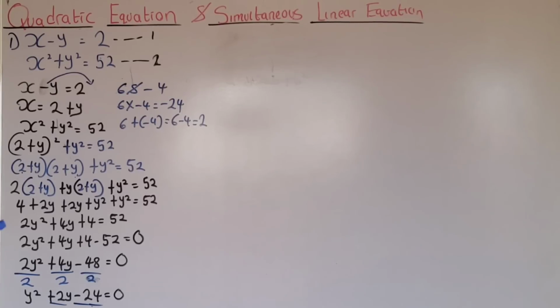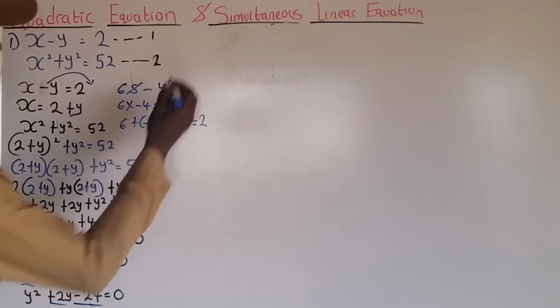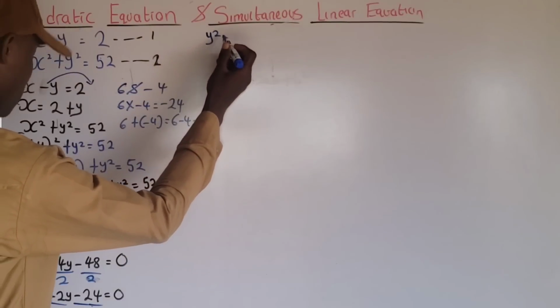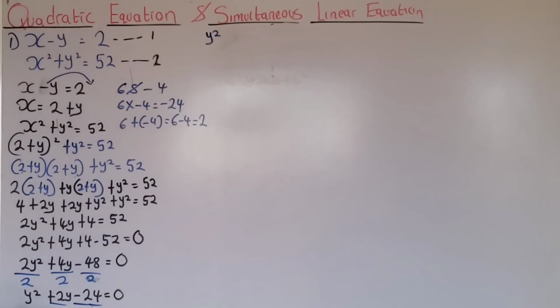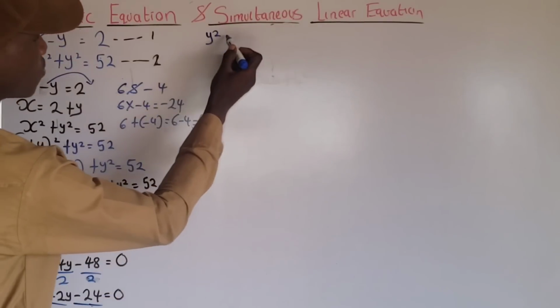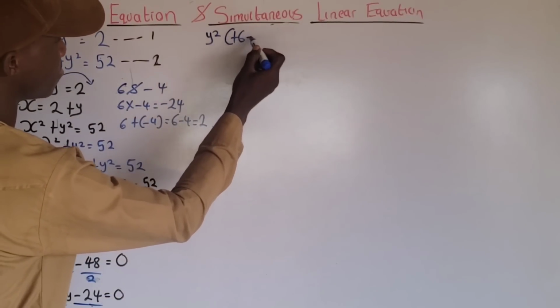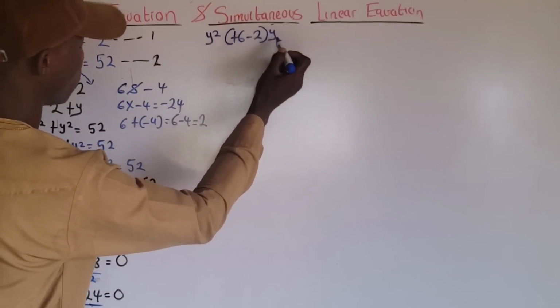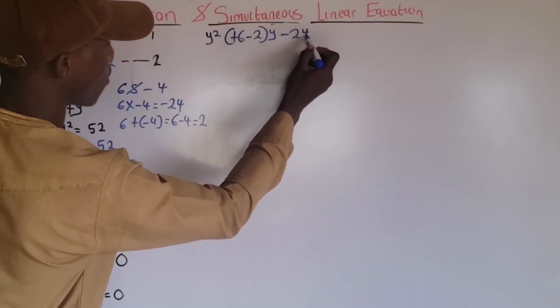Okay? Now, having determined the two numbers, the next step is that I'm going to replace the plus 2y by those two numbers. So the equation becomes y squared, instead of plus 2y, I'm going to have y squared plus 6y minus 4y minus 24 equals to 0.